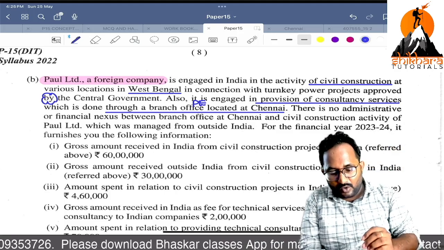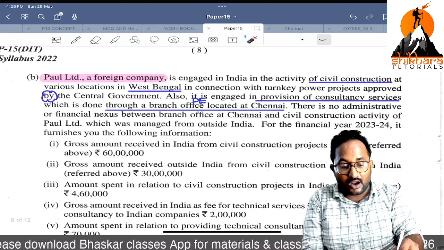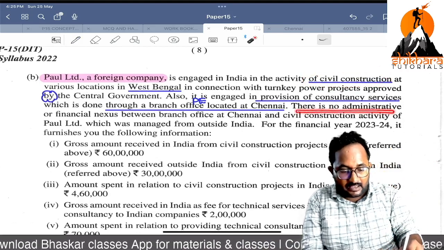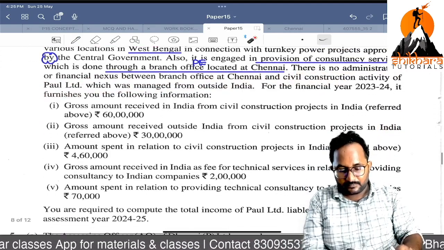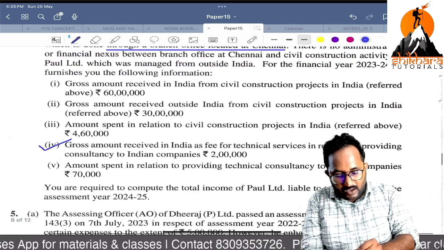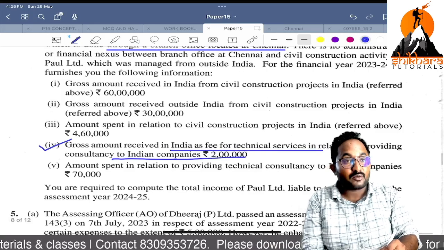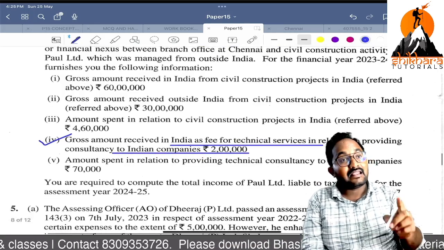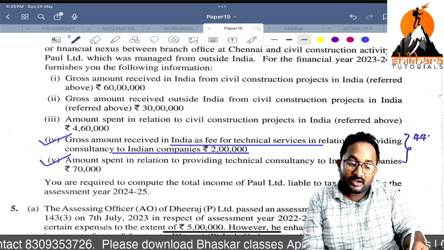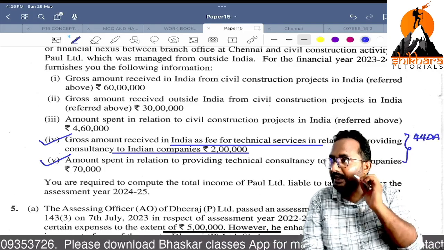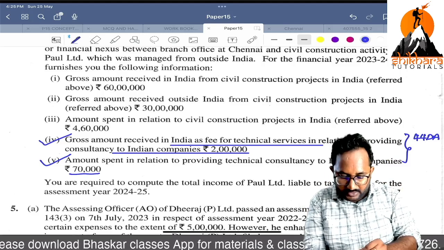No, there is no administrative and financial nexus for civil constructions; they are not using the PE service. They are using the PE services only for the consultancy related work. Now, they are saying the gross amount received from fees for technical services from Indian companies. How much did they receive? 2 lakh. So now, what is the section we have to apply? PE is there, so 44DA. Wholly and exclusively, if you incurred any expenditure for them, what is that amount?